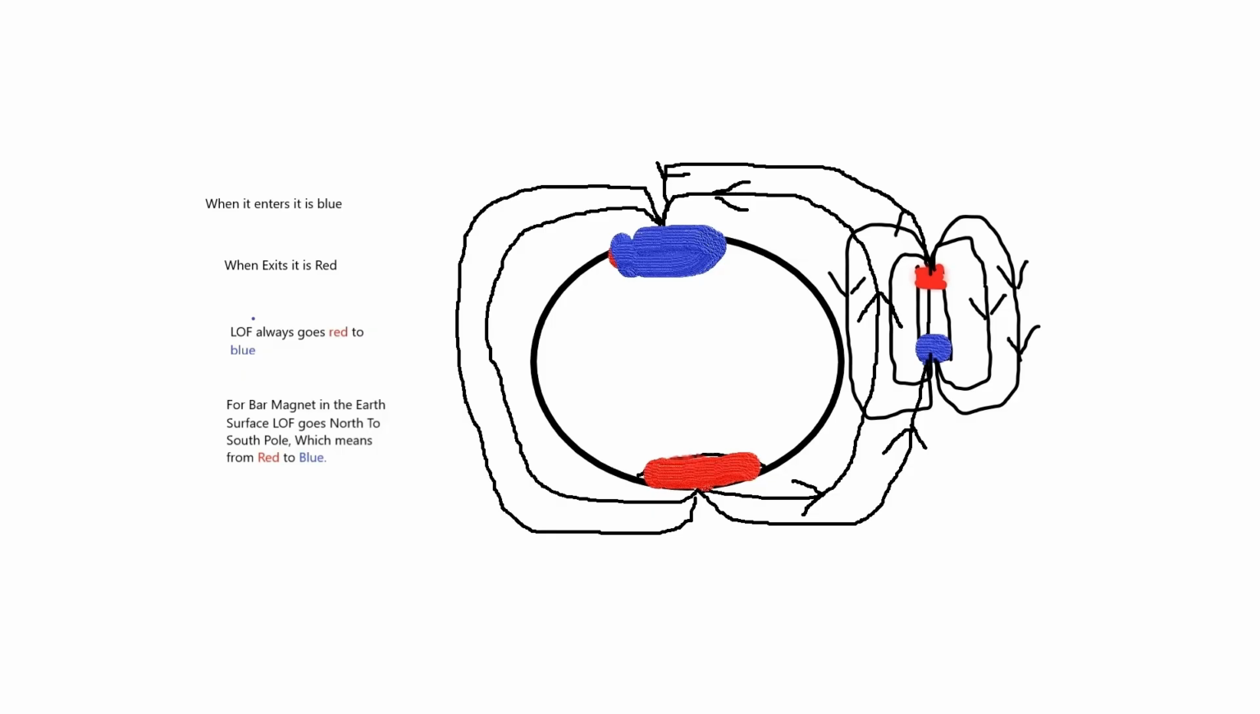This is the golden rule of magnetic lines of force, and this rule will help us to understand the magnetic compass better.